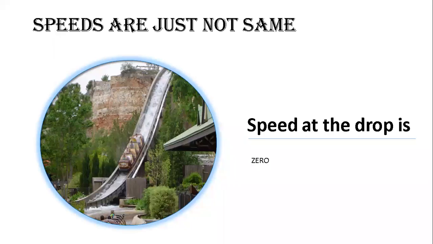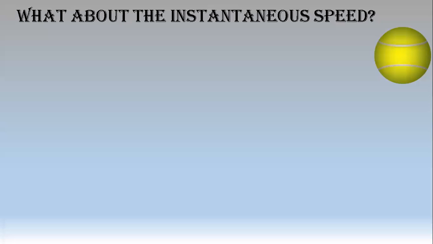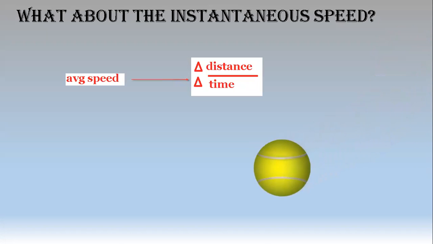Because we know that the speed at the drop is zero. Exactly, it's zero. Just after a few seconds, it is much, much greater. Then how do we find out the instantaneous speed? We all know about the average speed. It's the total distance upon total time.